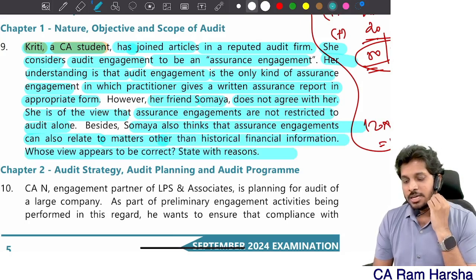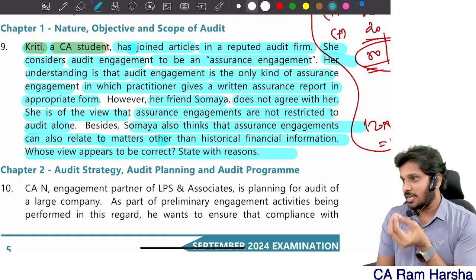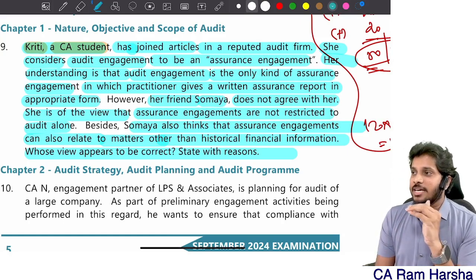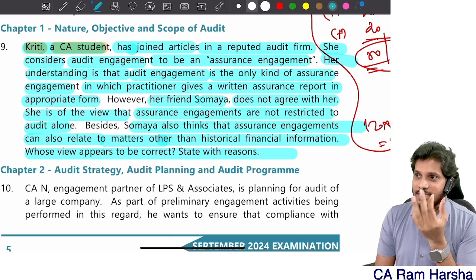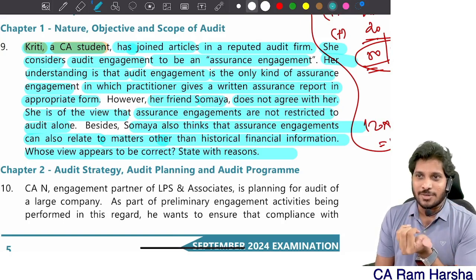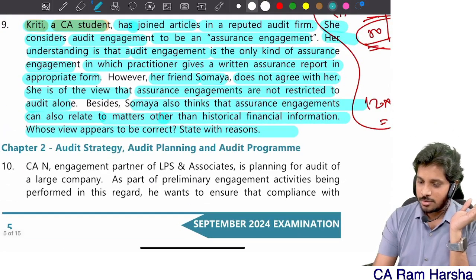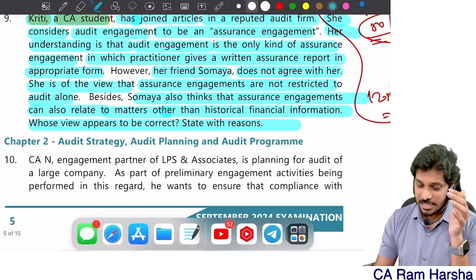Correct, no? So you need to write the assurance engagement meaning. It's a three-party relationship. Types of assurance engagements, three assurances we have, right? Reasonable, limited. In previous MTP 2 also we have a similar question. That's it. So, okay, I need to open that answer.